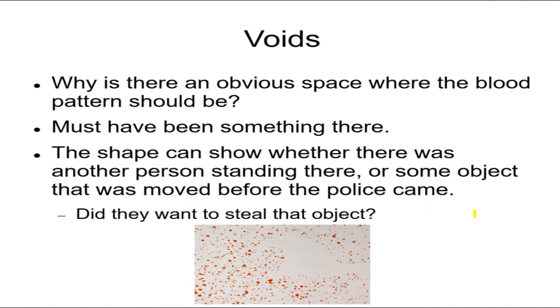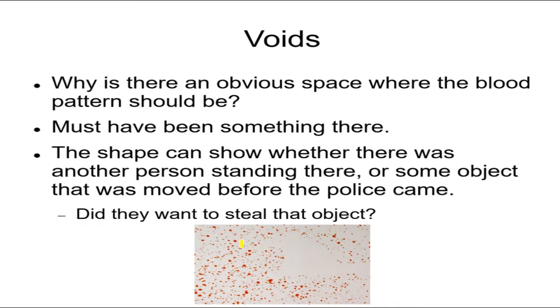And this is technically not really blood spatter evidence, but it's a void, where blood spatter should be but isn't, because something was there. Here's an example. There was blood spatter. This looks like high velocity blood spatter.